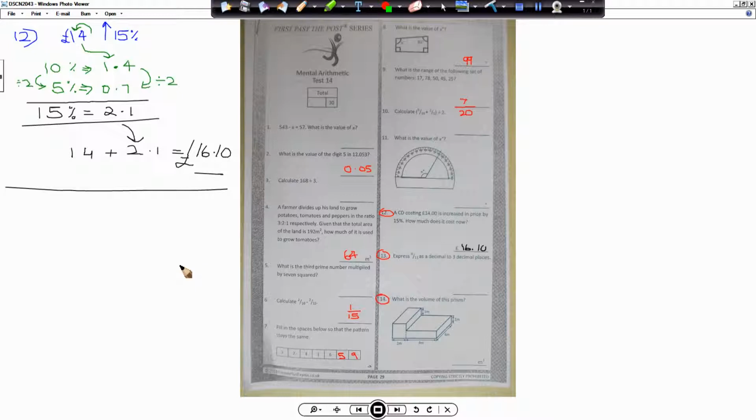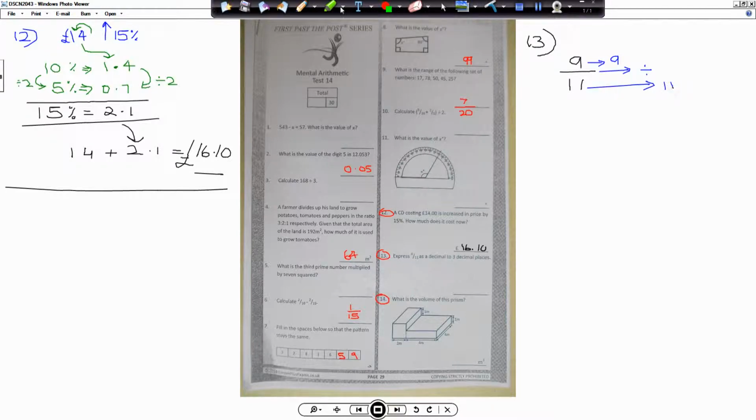Number 13. Express 9 over 11 as a decimal to 3 decimal places. I'm going to do this one over here. Okay. So we have a fraction, 9 over 11. I want somebody to read me this fraction. It's 9 elevenths, 9 over 11. How else can we interpret this fraction? How else can we read it? What does it mean? It means 9. That line means? Divide. And then the 11 means just 11.